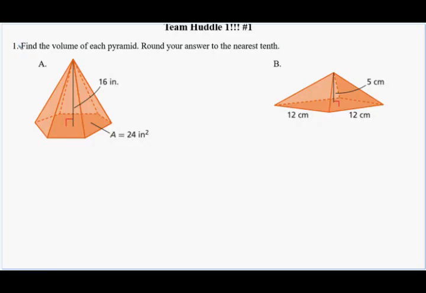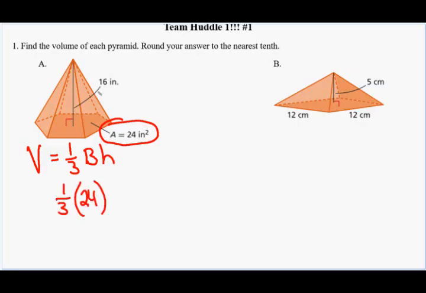All right, in the first one here, notice they did give us the area of the base, it was just handed to us. So in our volume formula, 1/3 capital B times H, the capital B is the 24. And we're going to multiply that by the height of the pyramid, 16. If I multiply straight across, I should get 128 cubic inches.